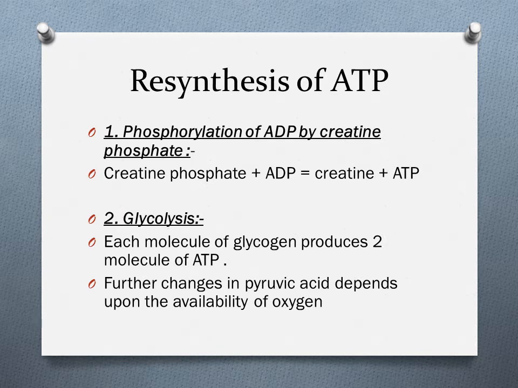Now coming to resynthesis of ATP. I have told you it is a reversible reaction, and ATP is again formed in the body for the next energy production. Now how is ATP resynthesized? First is the phosphorylation of ADP by creatine phosphate. Creatine phosphate combines with the ADP and forms creatine plus ATP. Now the second process is glycolysis.